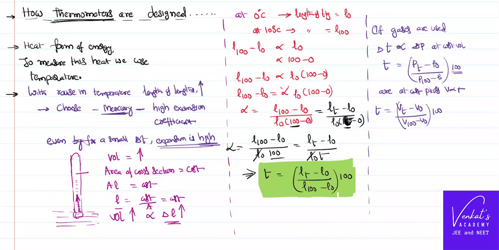Or we can also say, for certain materials whose temperature coefficient is positive, the increase in temperature is directly proportional to the change in resistance. So we can measure using pressure thermometers, volume thermometers, or resistance thermometers. Anything can be used to measure the temperature of a body, as RT minus R0 by R100 minus R0 of 100. Thus, we have different ways of measuring temperature.